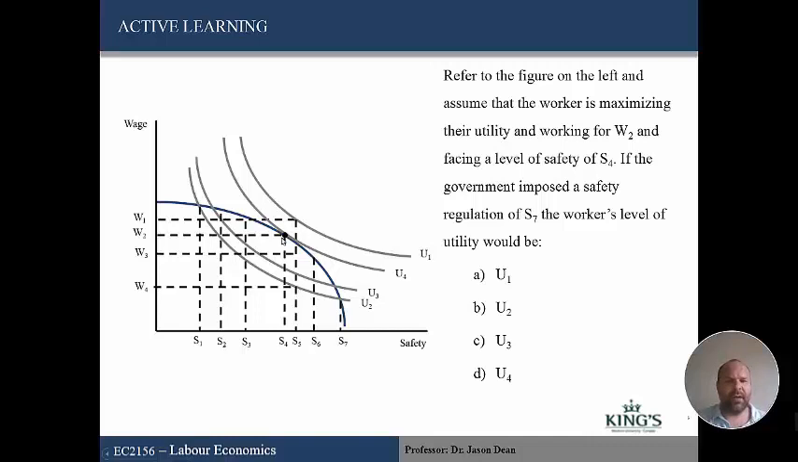Well, no. Now this person is forced to work in this safety environment, but they're only going to be getting a wage on the isoprofit curve of this. So they're going to be at this point here, and this point here is associated with a lower level of utility, U2. Okay, so the answer here is B. The worker would be worse off.